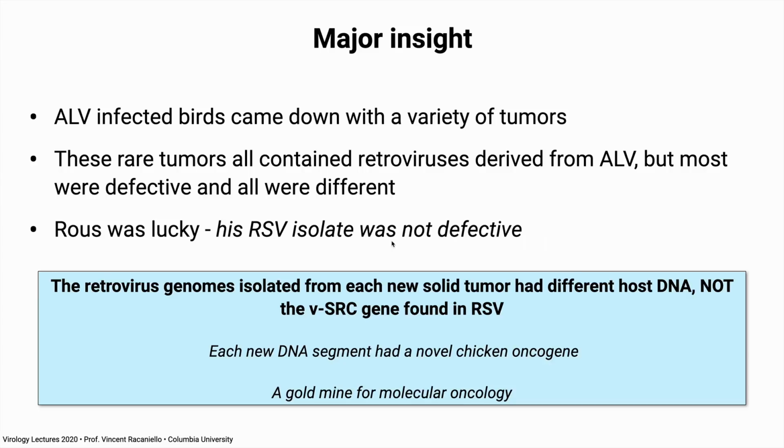All of these isolates from these solid tumors of birds, they had different host DNA, not the src gene found in RSV. So you could go to Texas and do your own experiment with a Texas chicken and find a sarcoma with a different isolate that's picked up a different gene. Each DNA segment had a novel chicken oncogene. Amazing goldmine for molecular oncology. This really taught us how cell division is controlled.